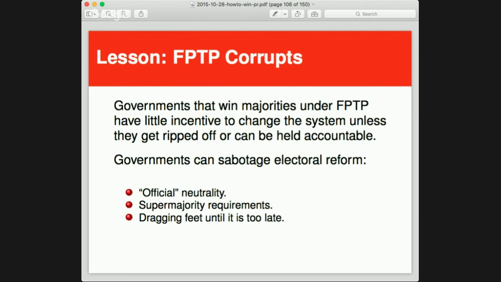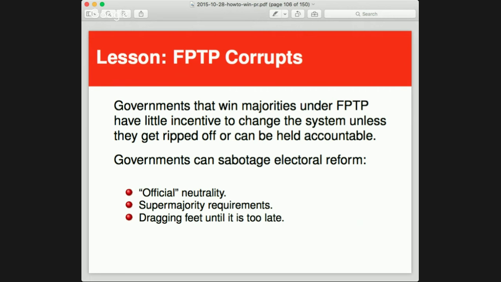Here's a lesson that everybody knows. Everybody knows that once you win an election under first past the post, you suddenly lose your enthusiasm for proportional representation, right? And so here are some of the ways that you can sabotage it. You can say, I'm officially neutral. You can say, well, 50% is not enough. You need to have 60% in order to win. Why 60%? Nobody actually knows. Maybe it's 10% more than 50.